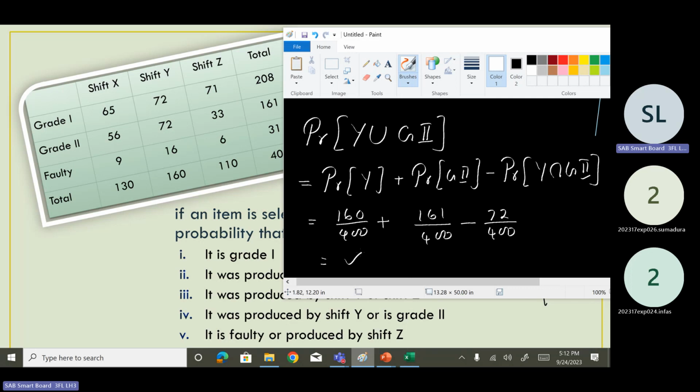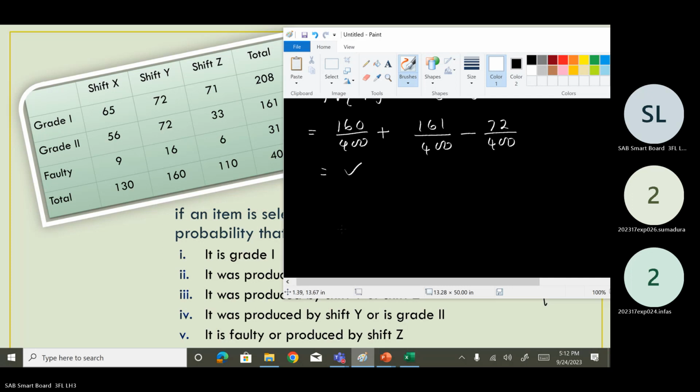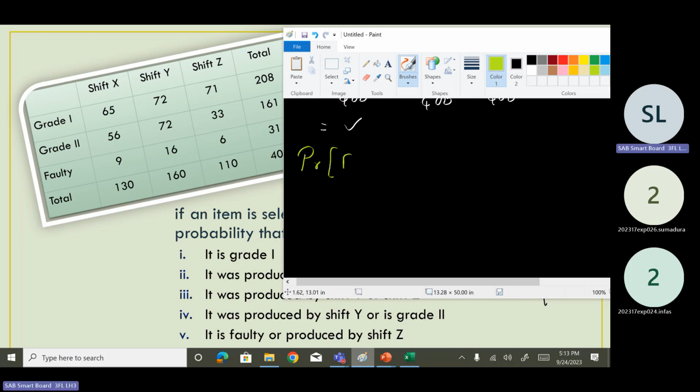It is faulty or produced by shift Y. Faulty or produced by shift Y. Union or probability. No restriction, addition rule can be applied. Probability of F plus probability of the shift, minus probability of F and the shift.